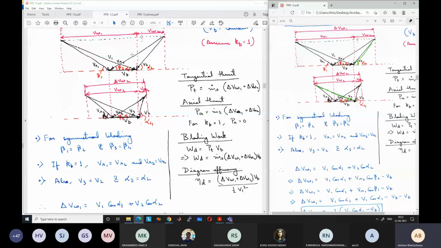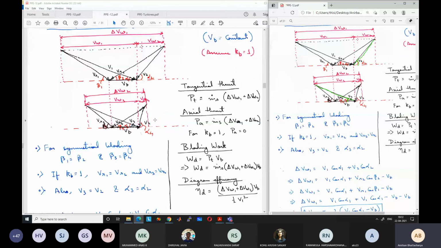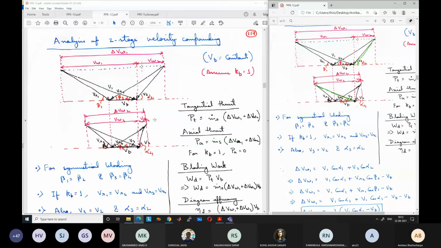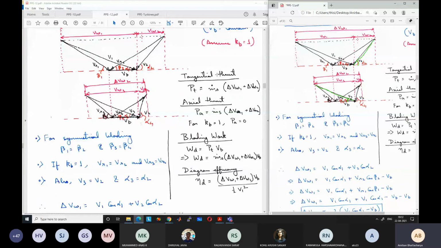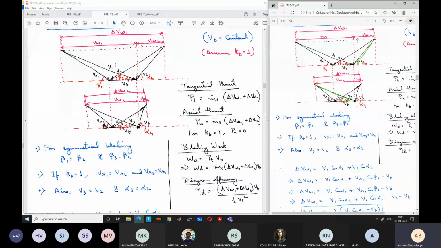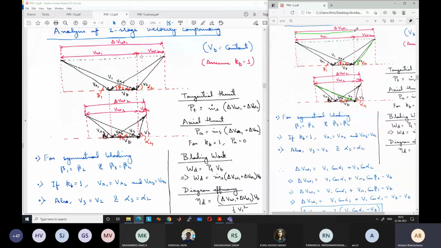Okay, so with this now we will proceed with the calculation. Remember that we have assumed that KB is equal to 1 and VB is constant. These are our assumptions. So the total thrust generated by the two stages in the tangential or wheel direction is mass flow rate into change in wheel component for the first stage, delta VW1, plus change in wheel component for the second stage, delta VW2. So the total thrust generated is delta VW1 plus delta VW2 into mass flow rate.